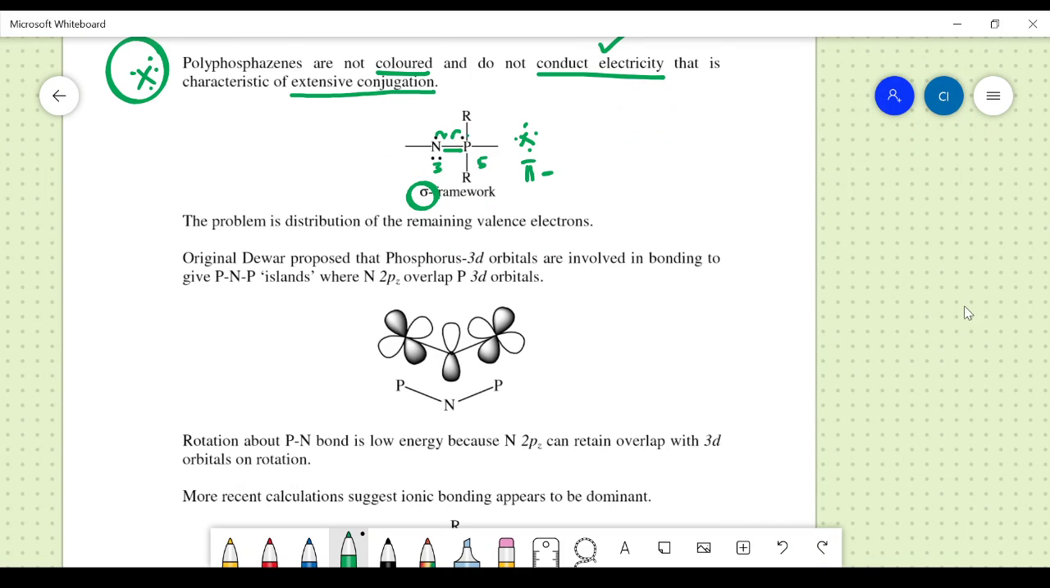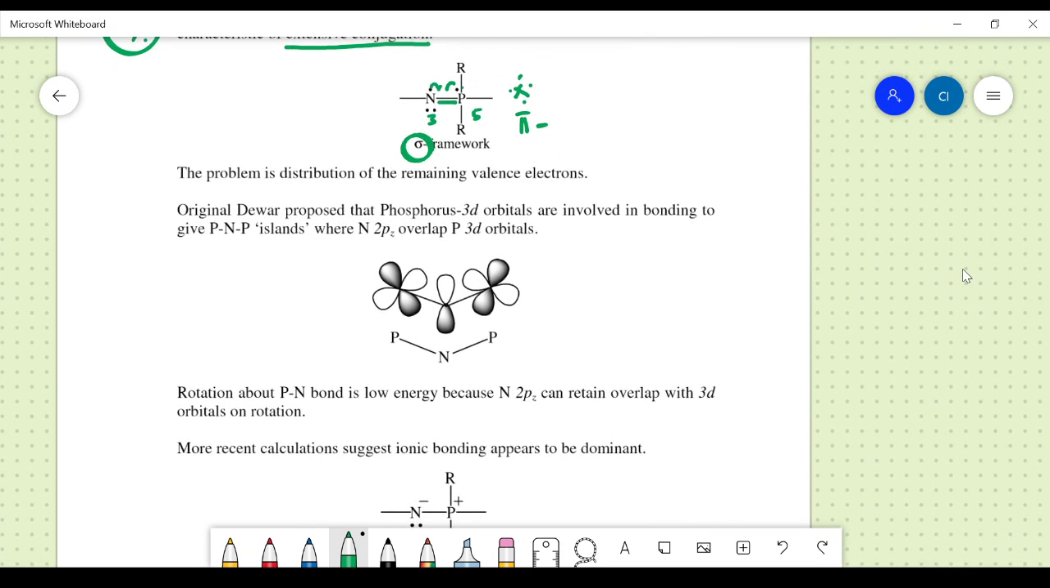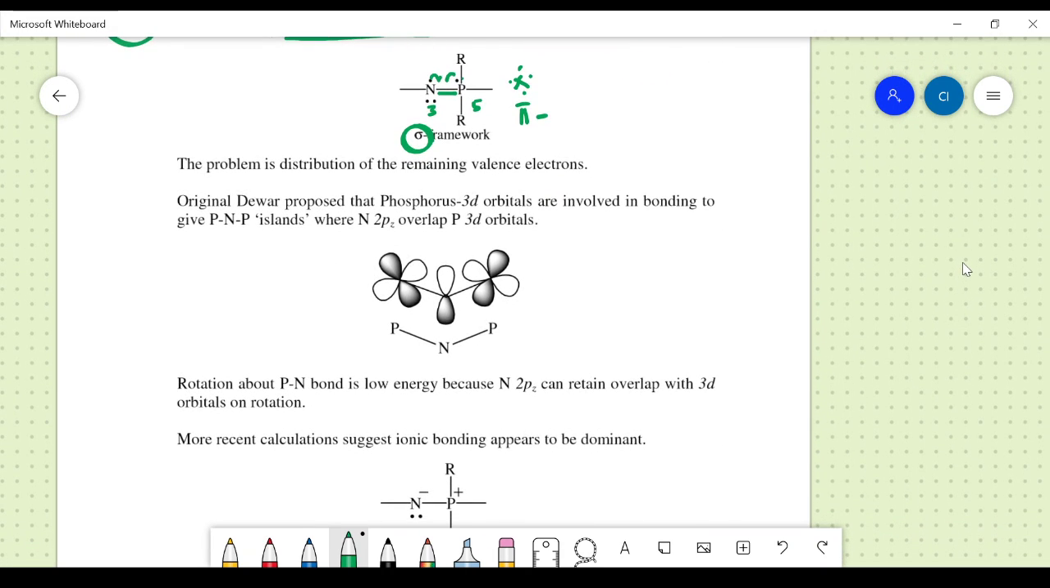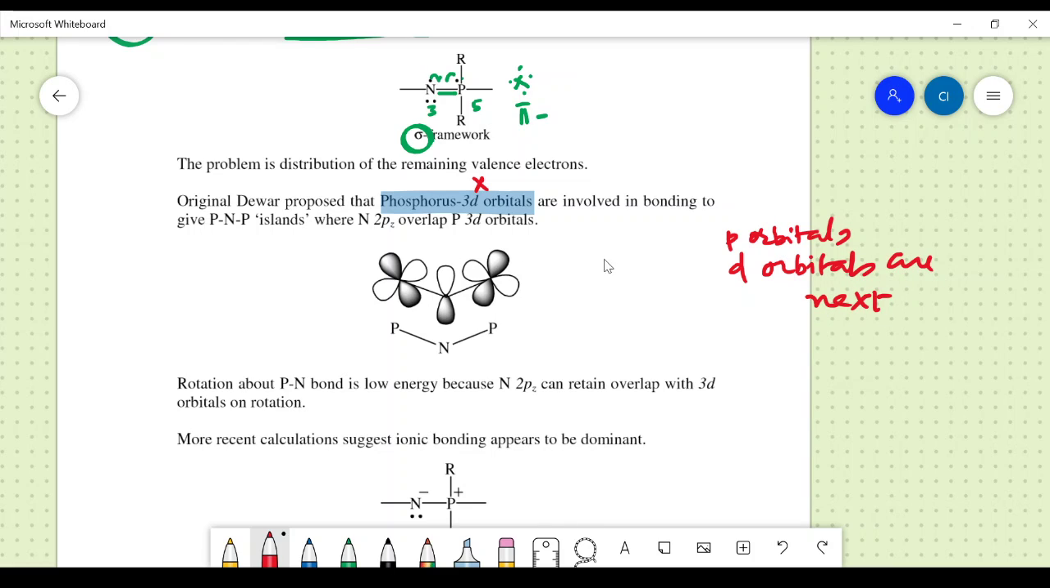So the problem of distribution of the remaining valence electrons is becoming very essential, and Dewar proposed the phosphorus 3d orbitals are involved in the bonding. So again, I've been telling you that the phosphorus is not having any 3d orbitals. It doesn't have any 3d orbitals. But as you write, the p orbitals are filled. When p orbitals are filled, the next d orbitals are next. D orbitals are next to these p orbitals, and there is a foray.